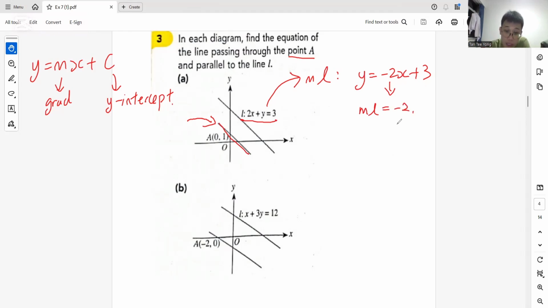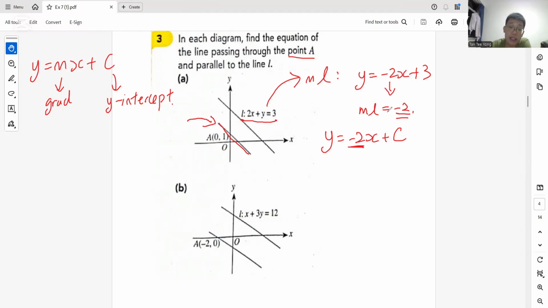Which also means that the gradient of the line that we are finding here is also -2. So it is y equals -2x plus c. This is the equation of the line that we are finding, because the gradient of line L and the gradient of this line are the same. That's why -2 is here.